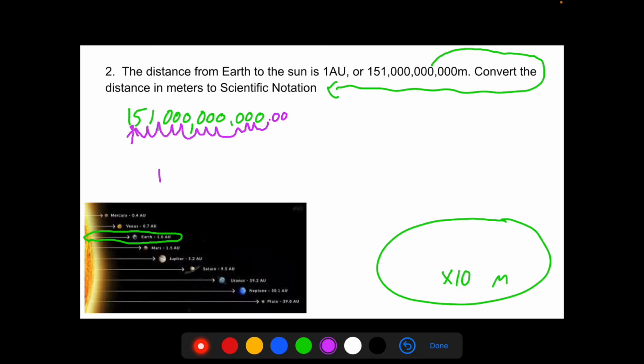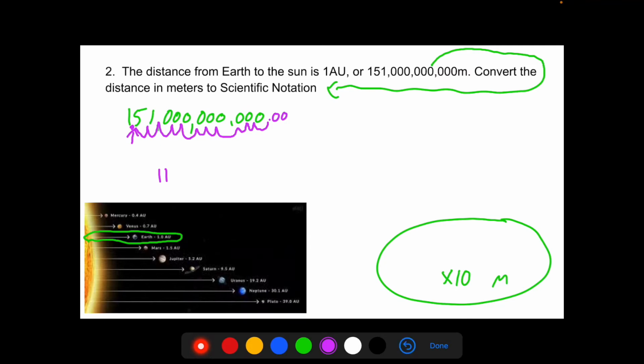And that number right there is very important, okay? That means I moved 11 places, or excuse me, 10 to the power of 11, because each time I move one decimal place, it's like multiplying times 10. So that's a very important number to remember.